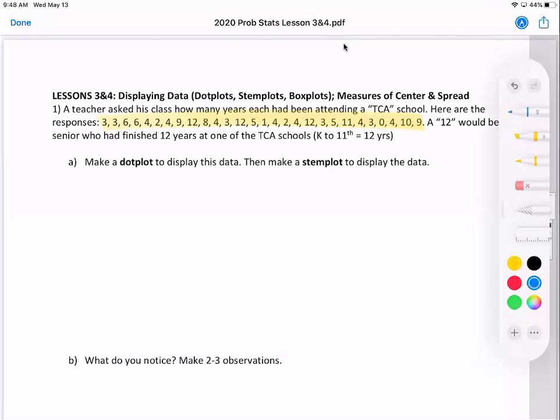So there's two things that we do. Number one, we're going to display the data. After you've completed these lessons 3 and 4, I want you to be able to read and know how to construct different displays of data: dot plots, stem plots, and box plots. Displaying the data helps us visualize what's going on in different relationships. Number two, we can also summarize the data, the center and the spread of the data. By the end of this lesson, I hope that you understand how to calculate the mean and the median, as well as the range, the interquartile range, and the standard deviation.